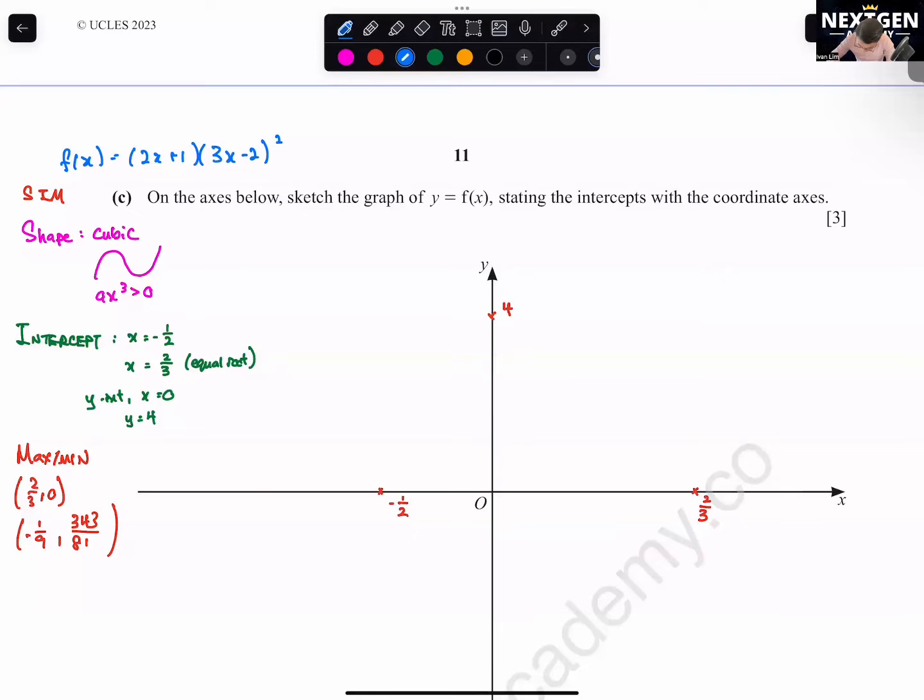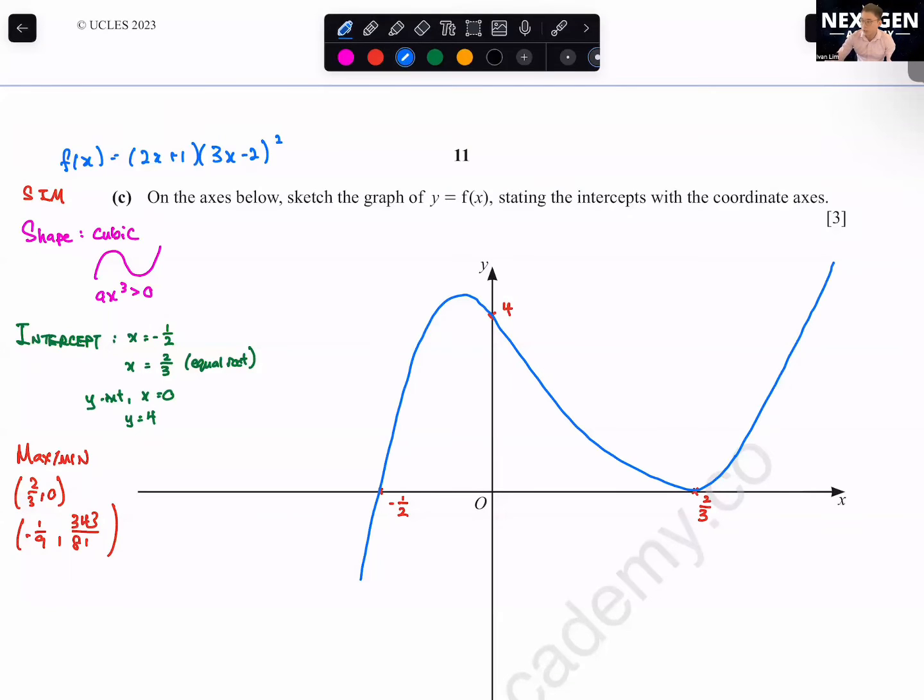Okay, so like this. Do you need to write the coordinates of the turning point? They won't give you marks for it, but you need to draw it accurately, and you also need to use it for the next question. Let's see what's the next question. I'll just plot it out first. This is my turning point, which is negative 1 over 9, 343 over 81.